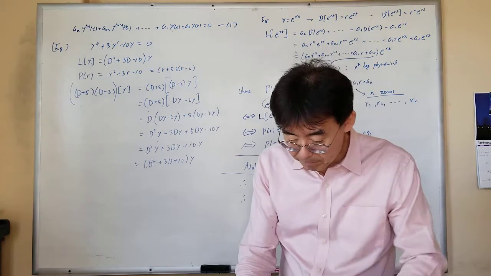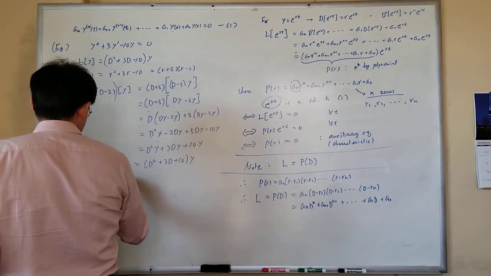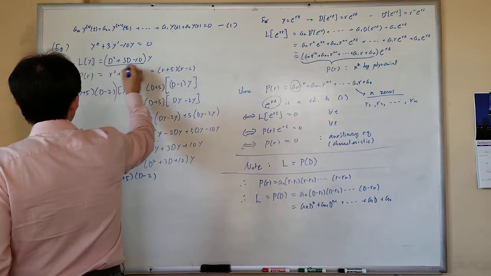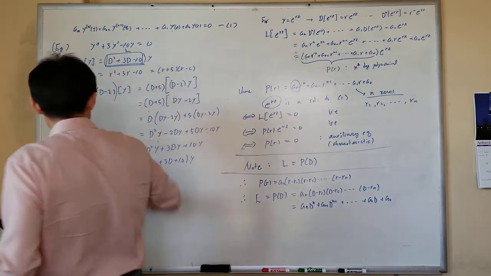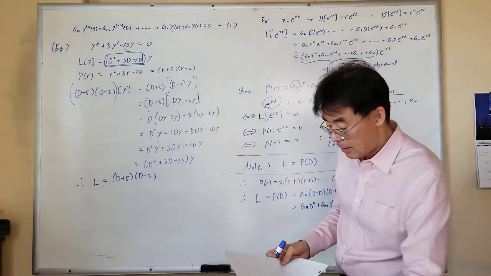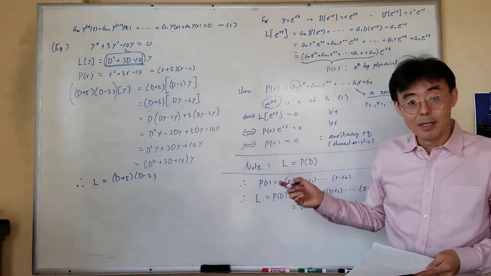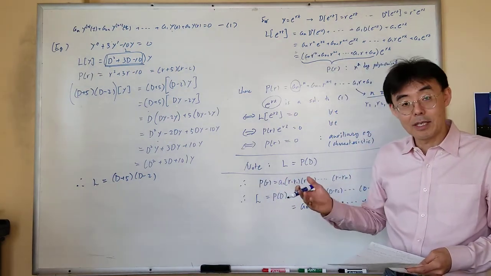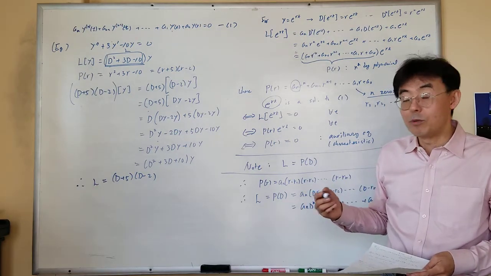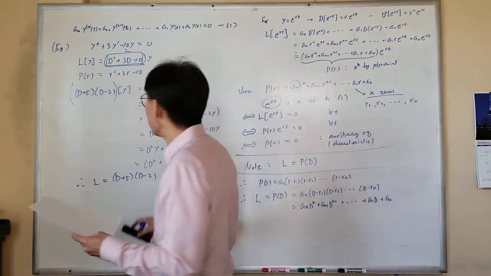So anyway, here L is the same as d plus 5, d minus 2. Now, with this fancy notation, we can take care of the general treatment of the theory of homogeneous linear differential equations with constant coefficients.